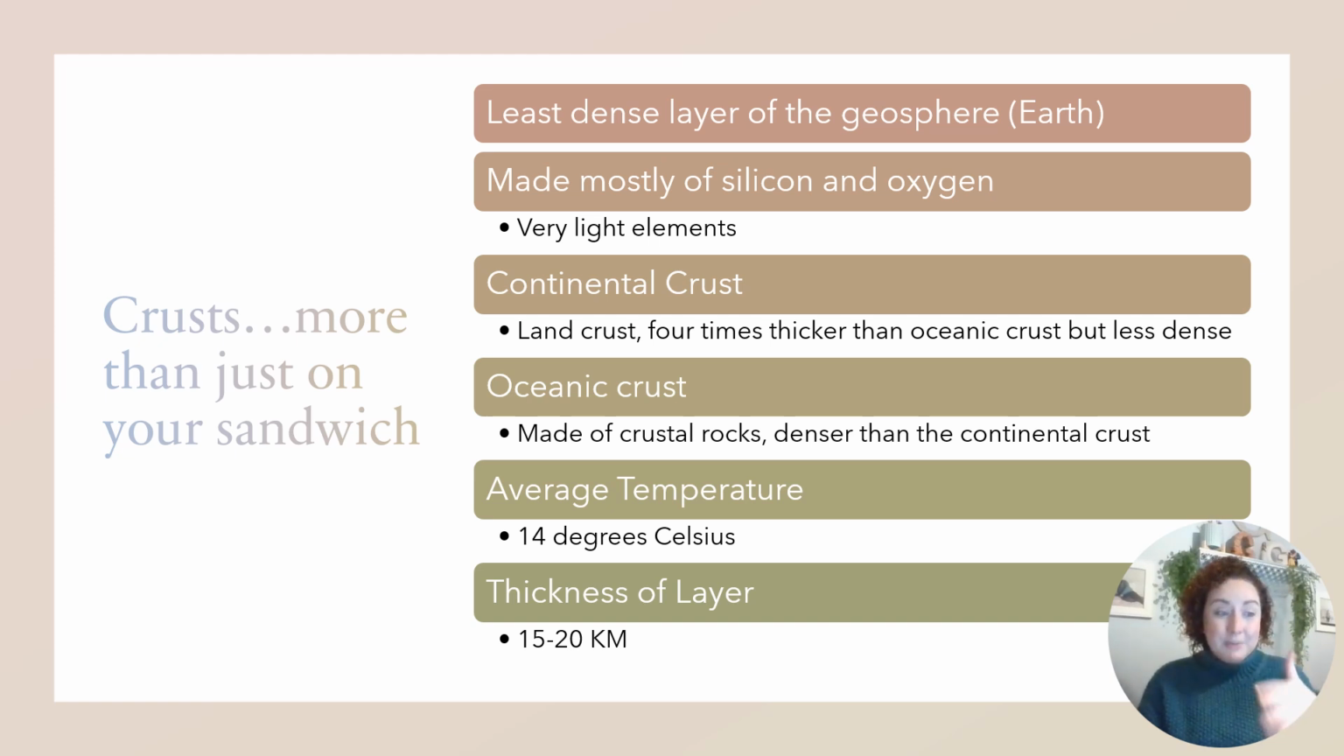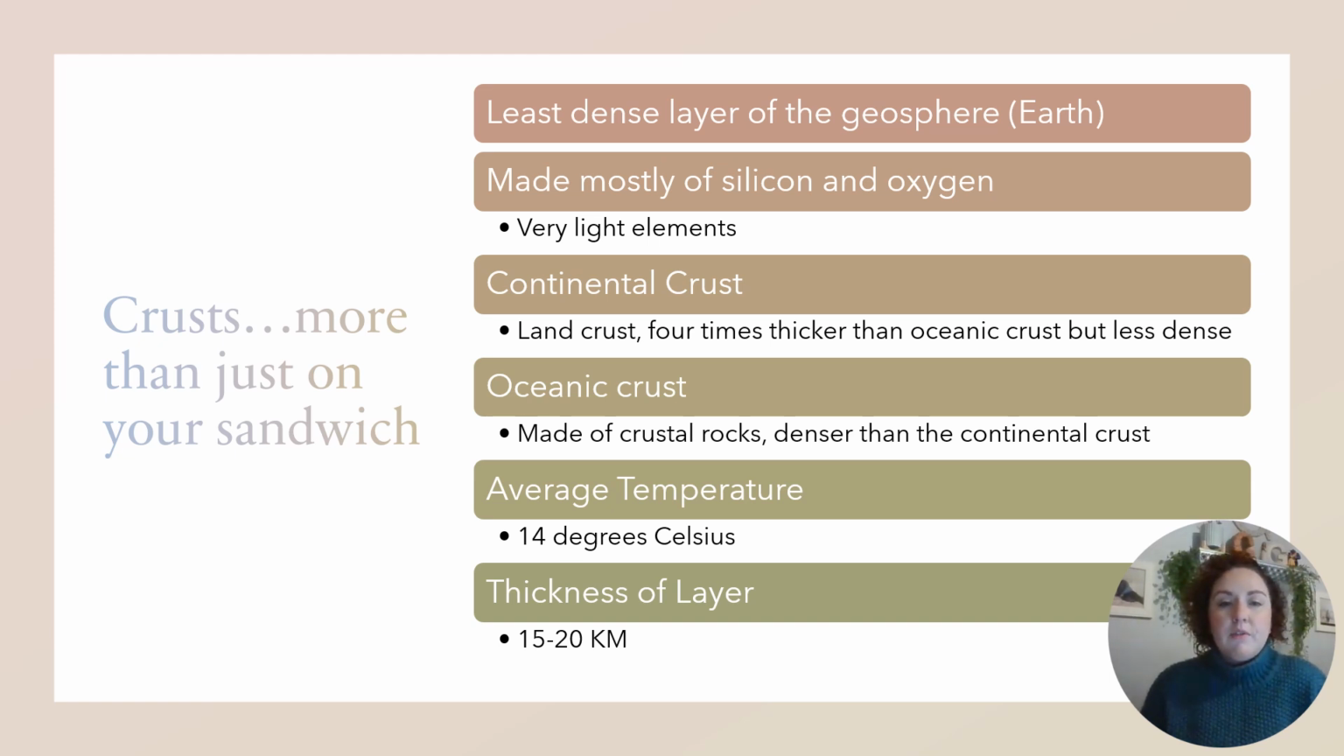That is because it's made up of primarily silicon and oxygen. We talked about this when we talked about rocks. 90% of our rocks are made out of silicon and oxygen. That's why they're called the silicates. We get more of those dense rocks the closer we get toward the mantle. So those will be closer in your oceanic crust or deeper within our continental crust.